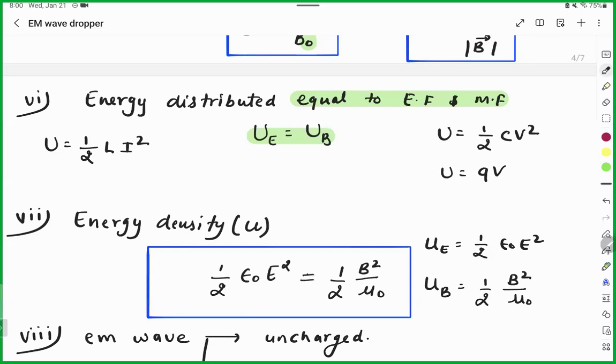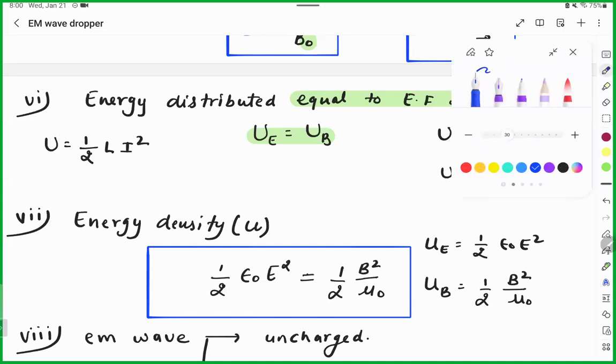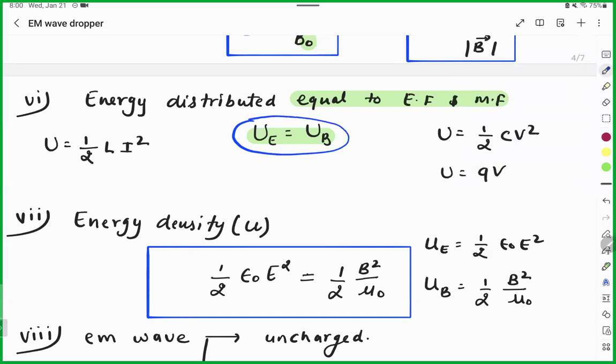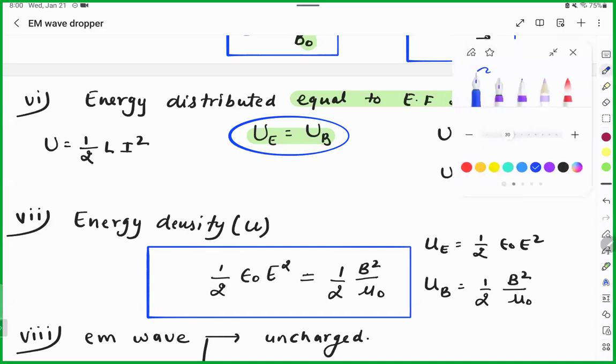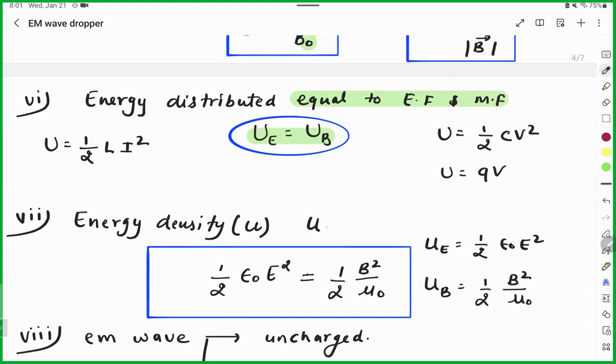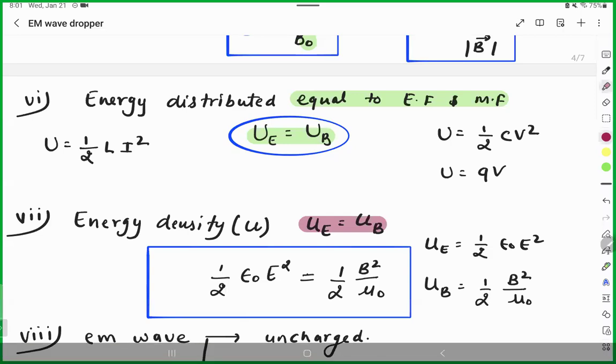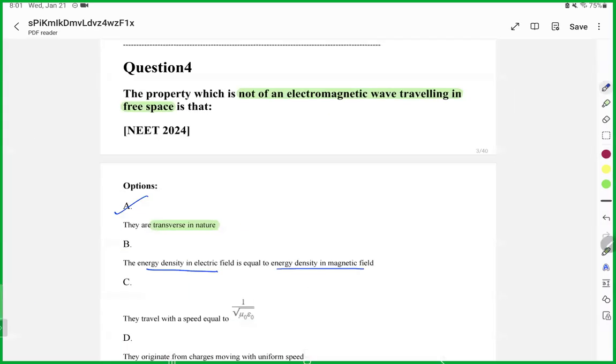Both are equal as well. Why? Because their energy is also the same. Energy density is energy per unit volume. Because energy is the same, energy density will be the same. So U_E will be equal to U_B. Done. So the second is also correct.